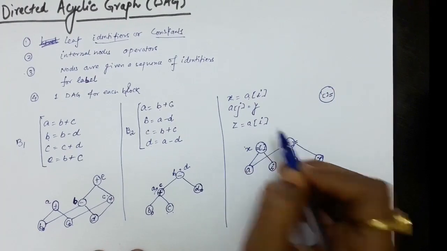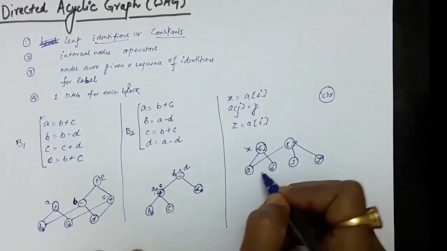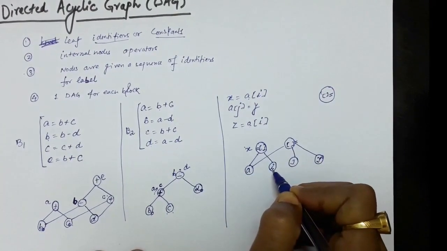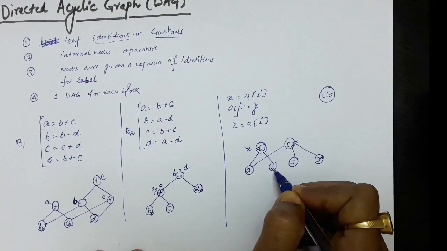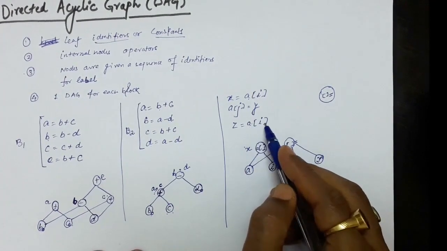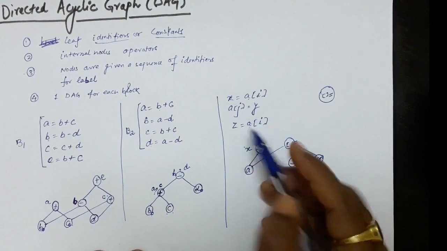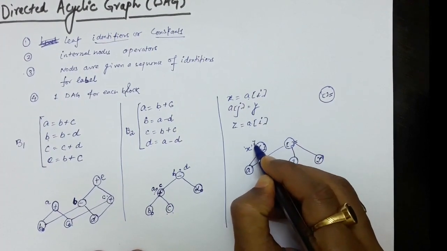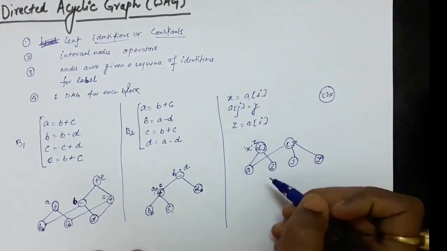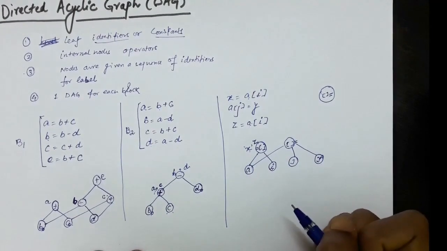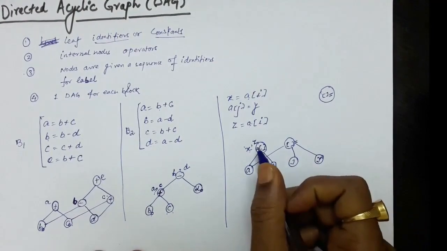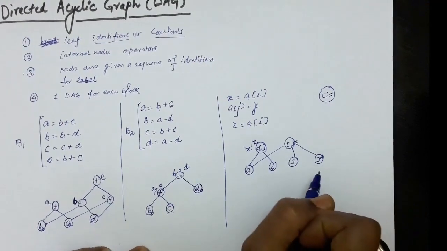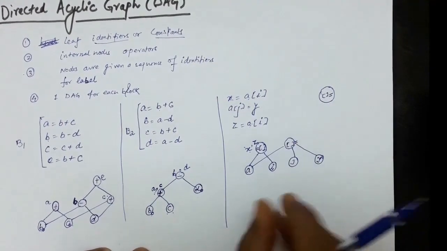Next reference is Z equals to A[I]. So A[I] has already been computed, so you do not need to compute it again. So the value of A[I] is stored in it, and you just need to assign a Z here, or you just need to name it as Z. So this is the directed acyclic graph for array statements.